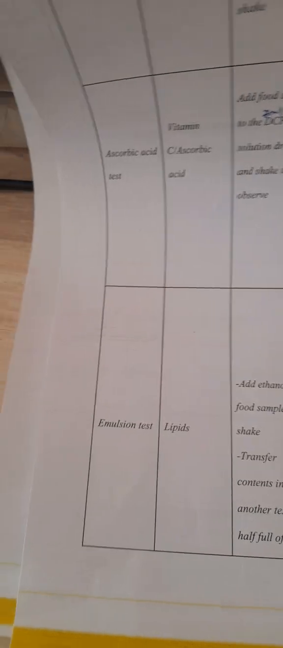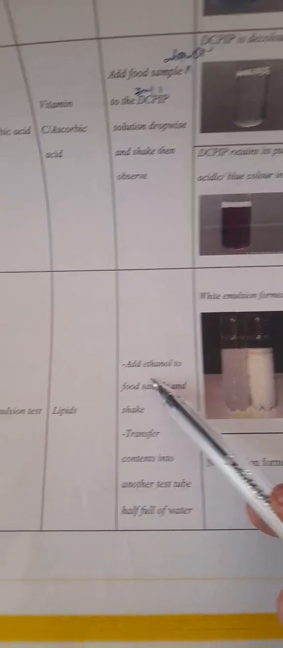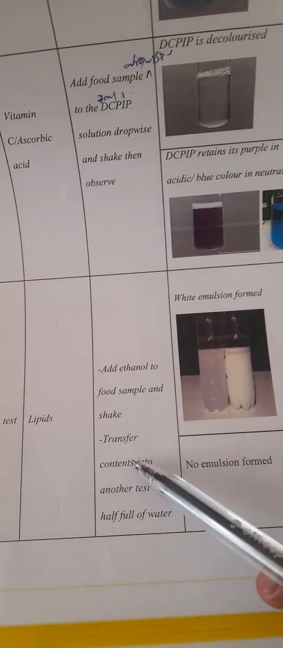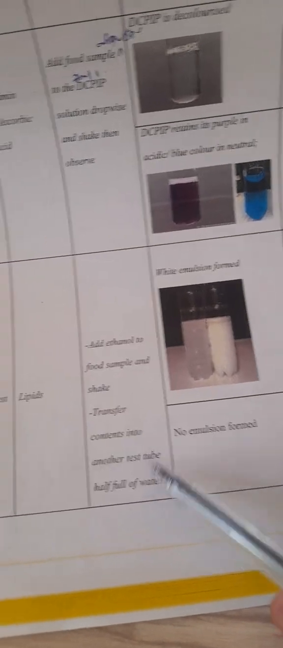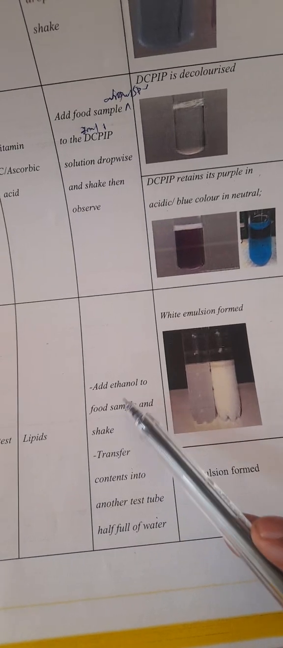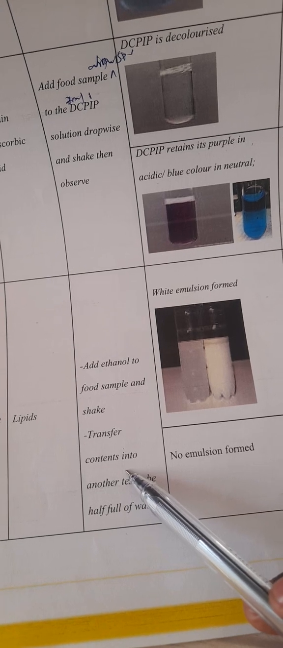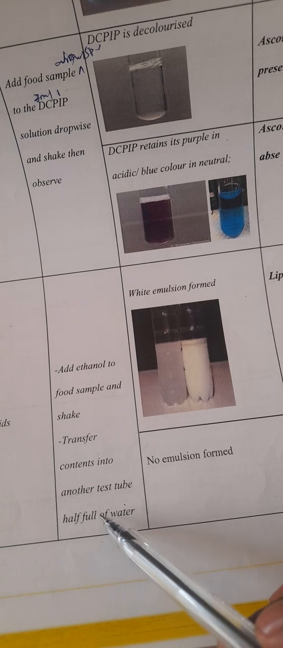Let's go to the last one, which is the emulsion test. That is the test for the lipids. We can either use milk or a filter paper. So we have the ethanol one. Add ethanol to the food sample and shake. Transfer the contents into another test tube full of water. Hope you're getting the instruction. We're saying add ethanol to the food sample and shake. Transfer those contents after adding the ethanol, like milk, then you transfer to another test tube full of water. So you fill it with water.